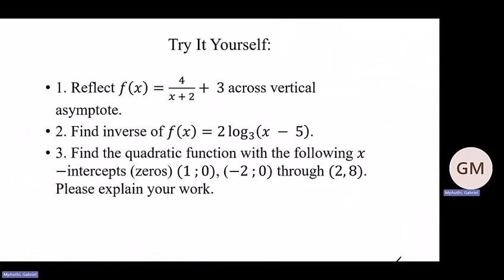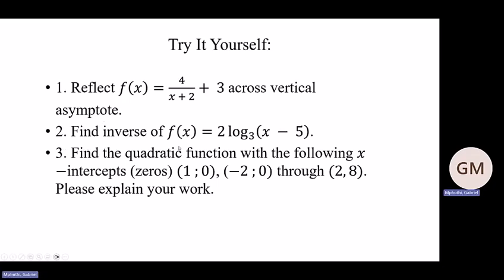For starters, I just want you to try this for yourself. You can actually take this down, and I will show the solution for only the first part, and for the other parts you should be able to do that on your own. So you need to reflect f of x equals 4 divided by x plus 2, plus 3, across the vertical asymptote.